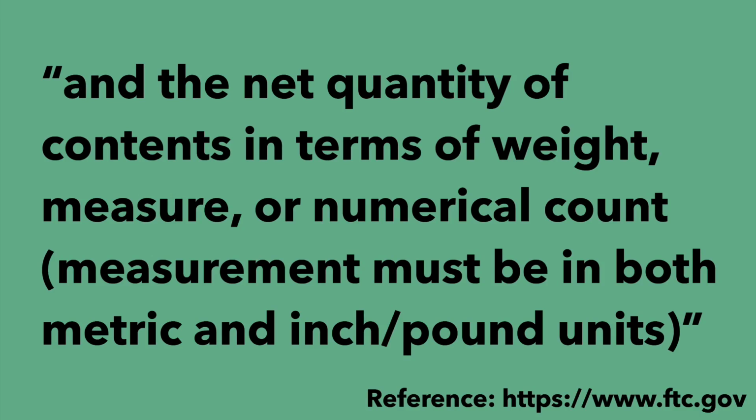The third labeling requirement is you have to declare the net contents of your item. It says that you have to put the net quantity of contents in terms of weight, measurement, or numerical count. You have to put the measurements in both the metric system, so grams, and the imperial system, which is ounces.